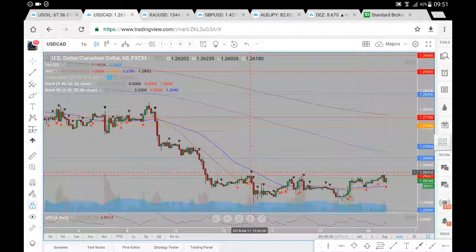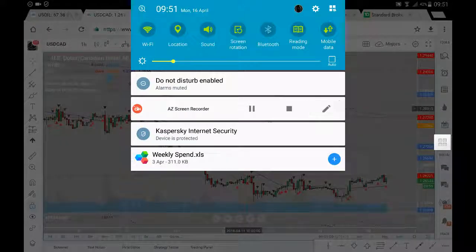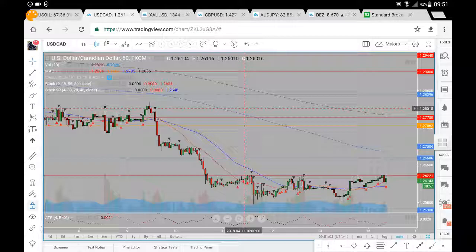So this USDCAD analysis for Monday the 16th of April. Now let's just have a look at prices and where prices may likely go. So we saw this continued sell-off here in the USDCAD.